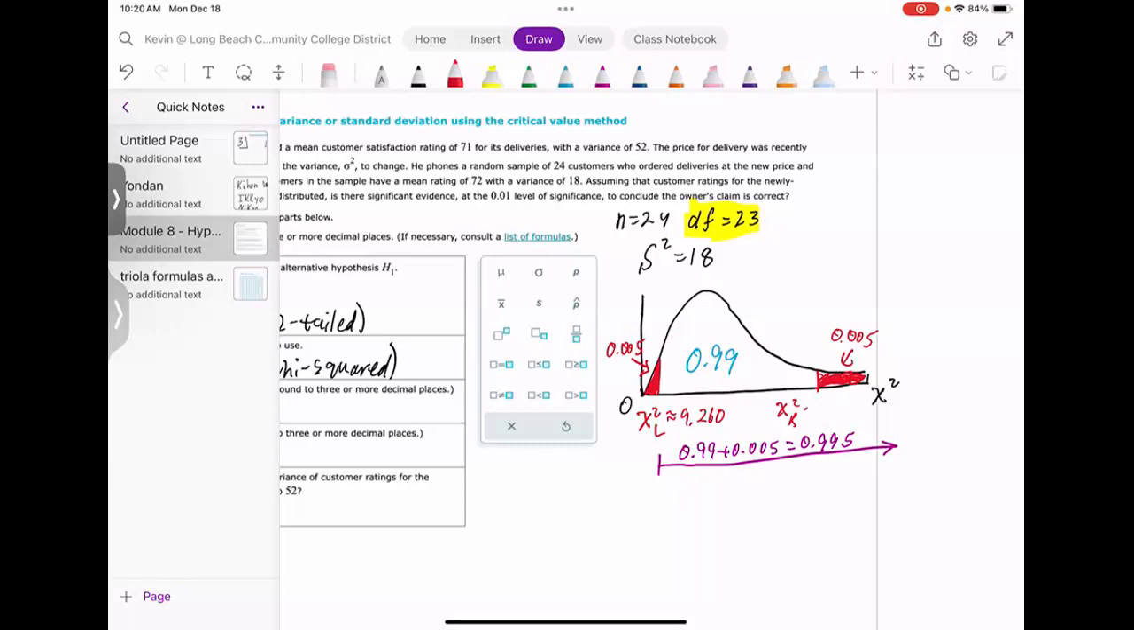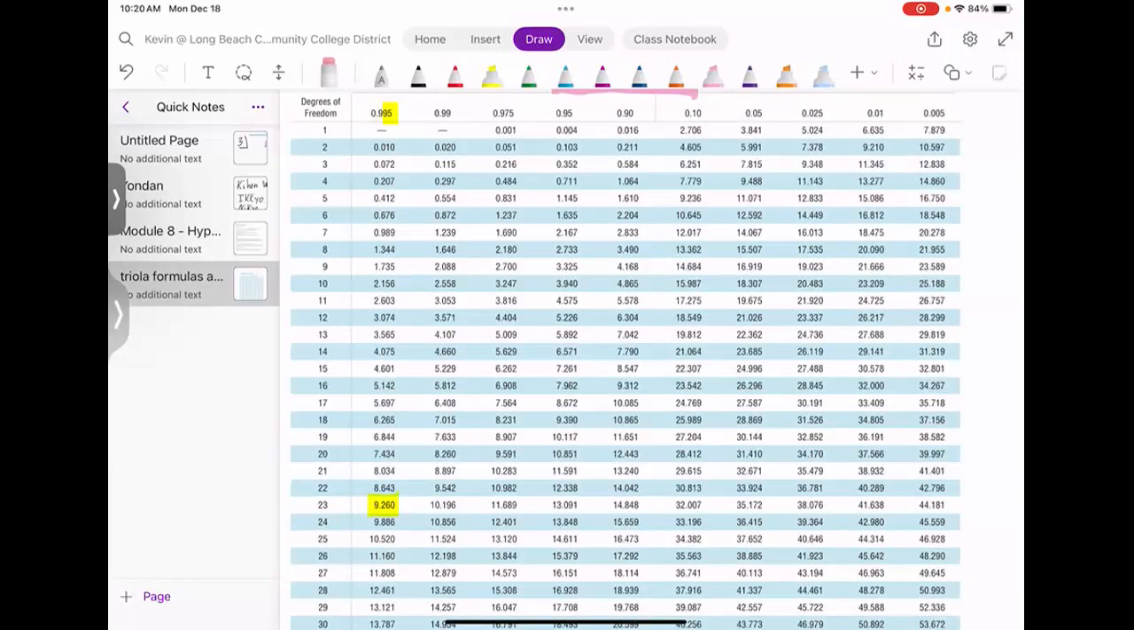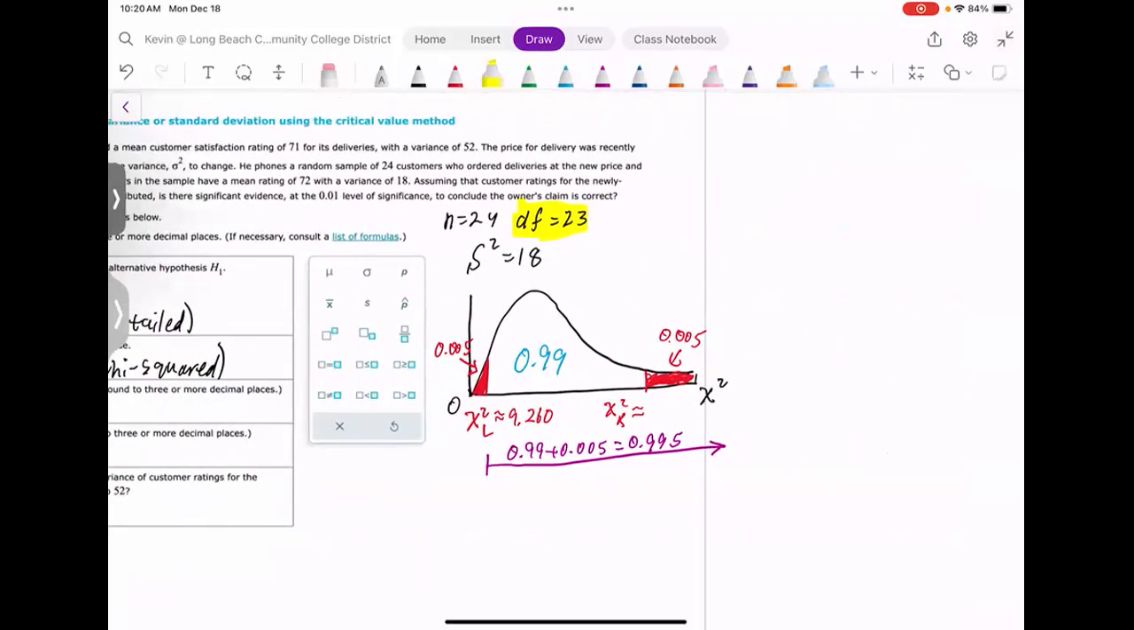Area to the right here of this one is just 0.005. So now we are at 23. And now we're way over here at 0.005. So we are at 44.181. All right.